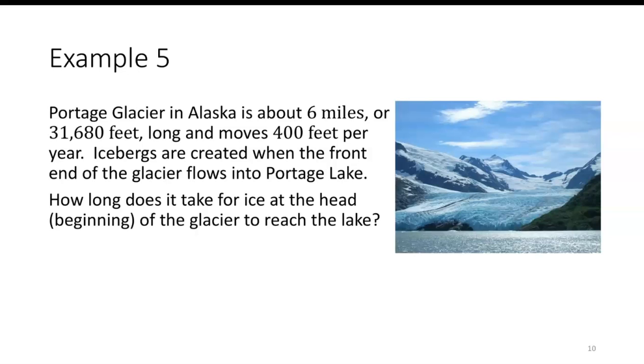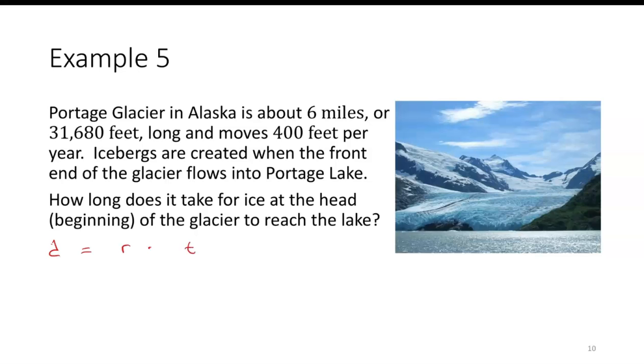Portage Glacier in Alaska is about 6 miles, or 31,680 feet long, and moves at 400 feet per year. Icebergs are created when the front end of the glacier flows into Portage Lake. How long does it take for ice at the beginning of the glacier to reach the lake? So, how long does it take to travel 31,680 feet? So again, the distance is rate times time.